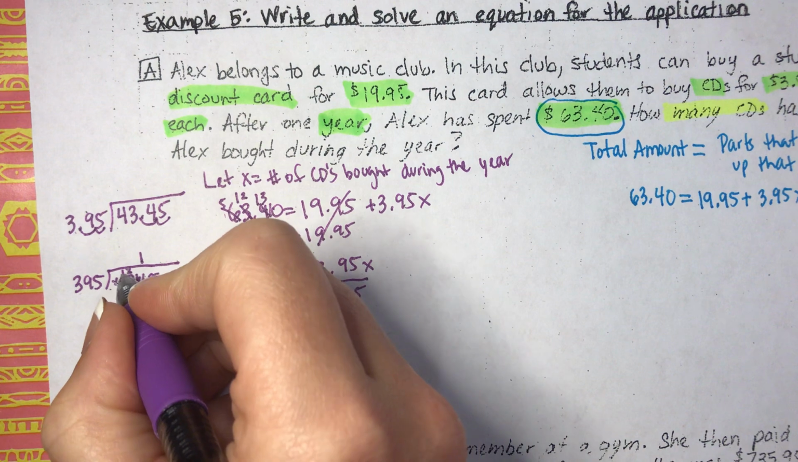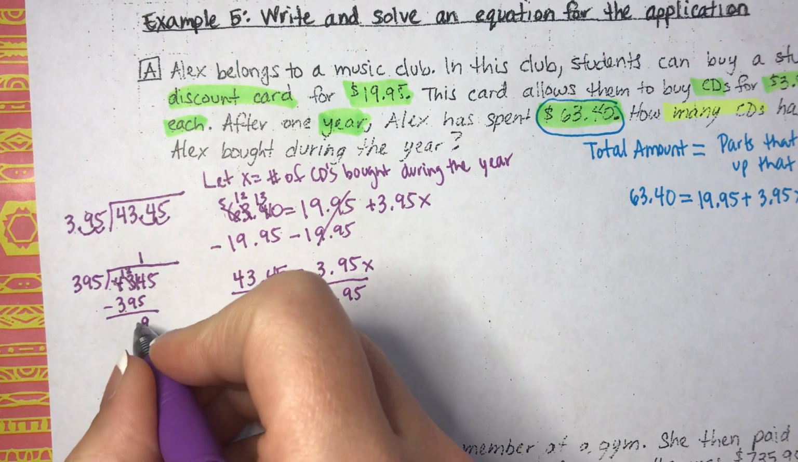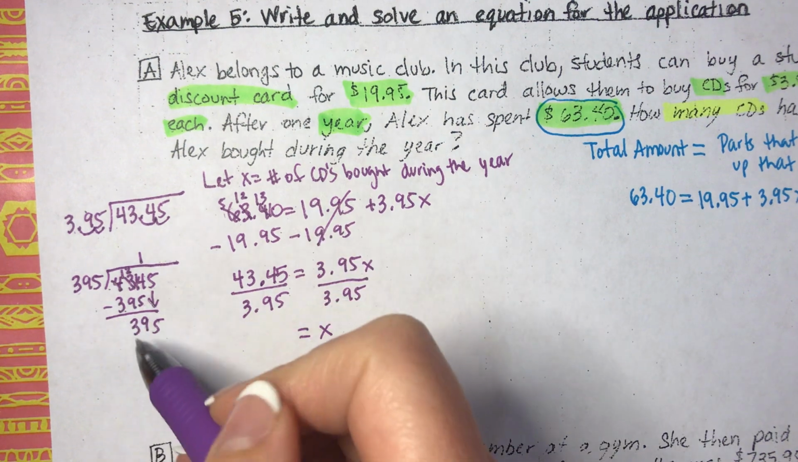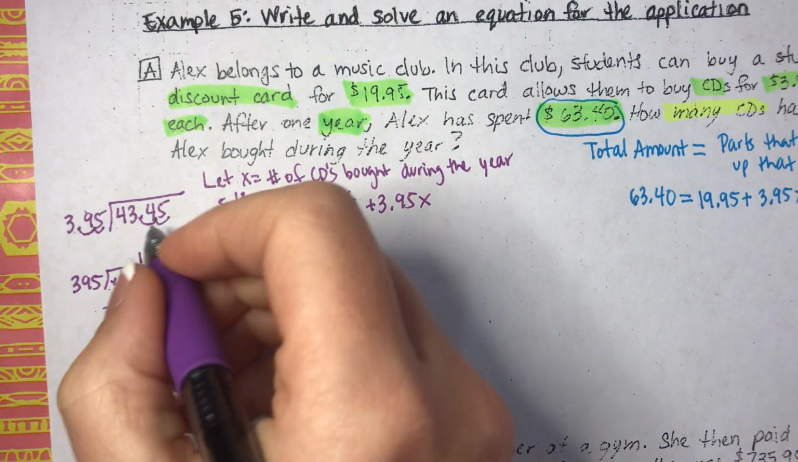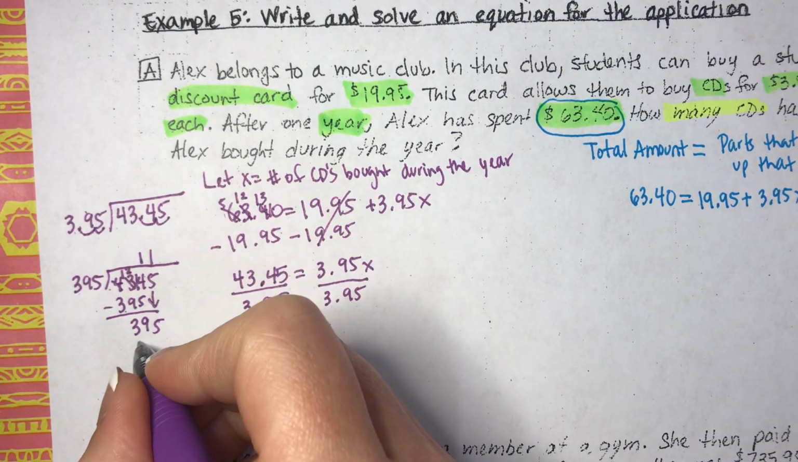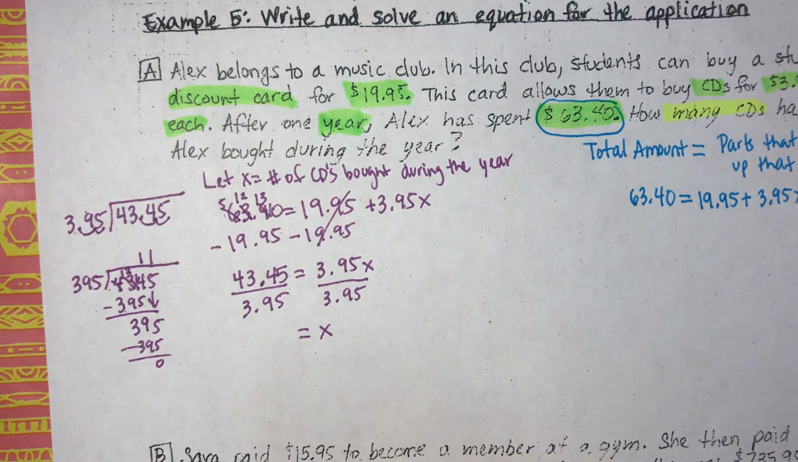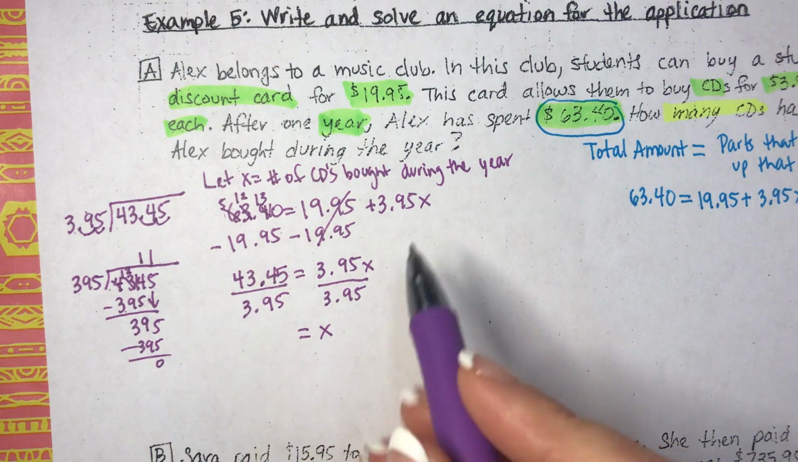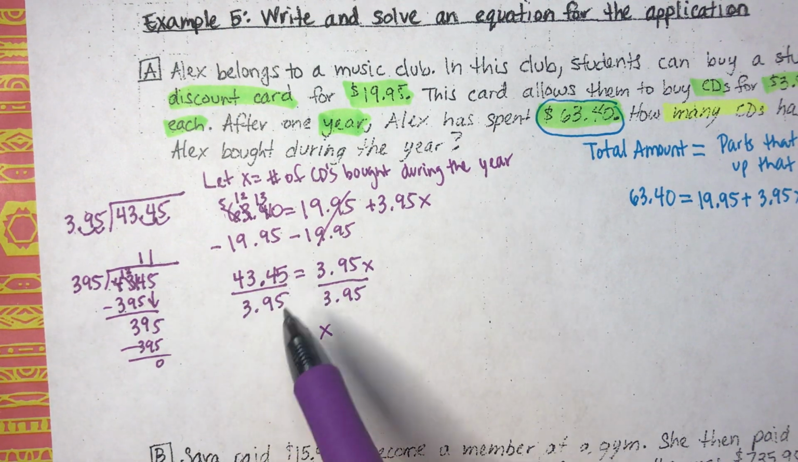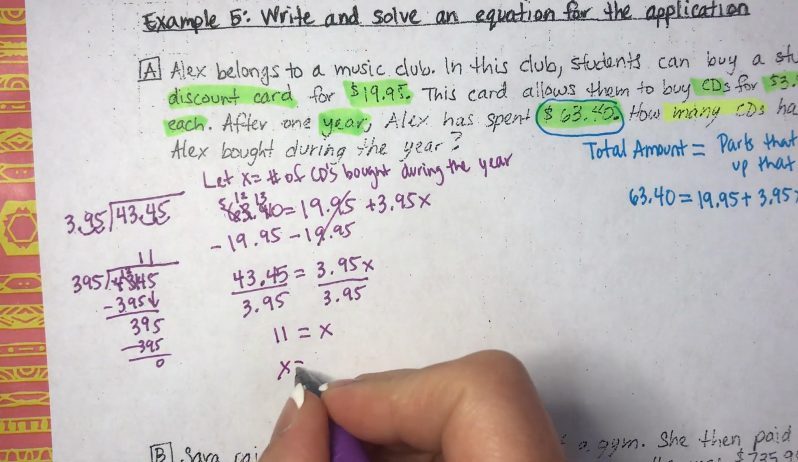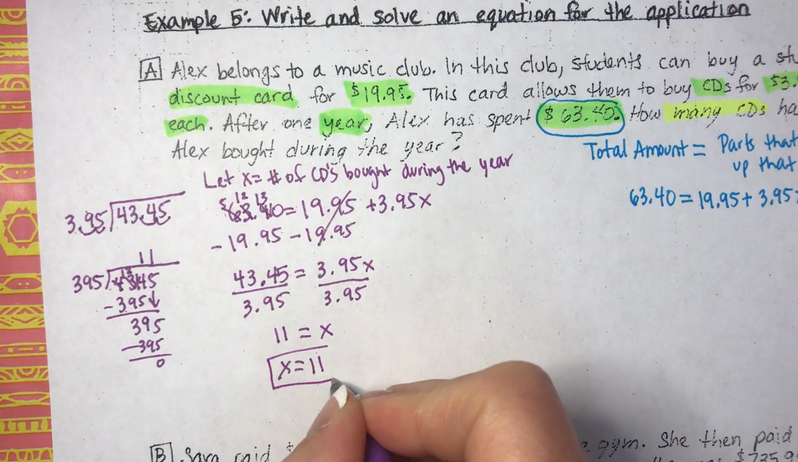And then I have to borrow again. And 12 take away 9 is 3. Then I drop this 5 down, and boom, there we have it. 395 goes into 395 1 time. And then 1 times 395 is 395, and we subtract, no remainder. So we know that 395 goes into 43.45 11 times. I'm just going to use the symmetric property of equality and flip that around.